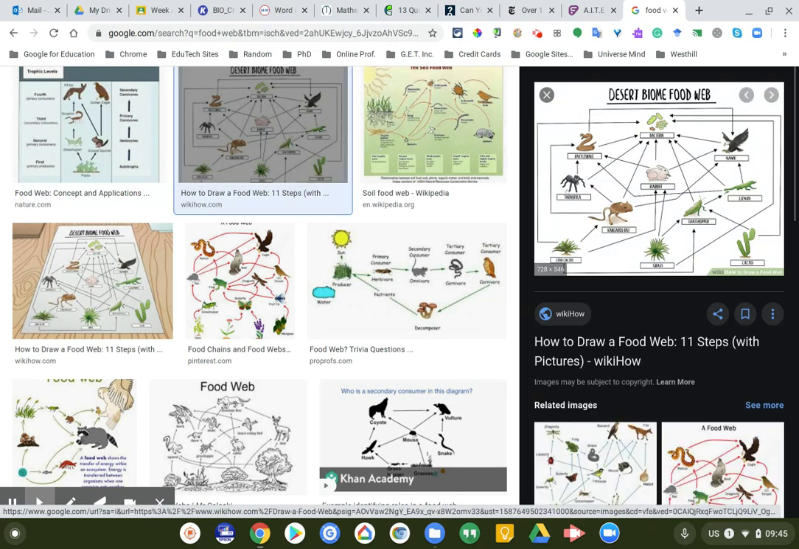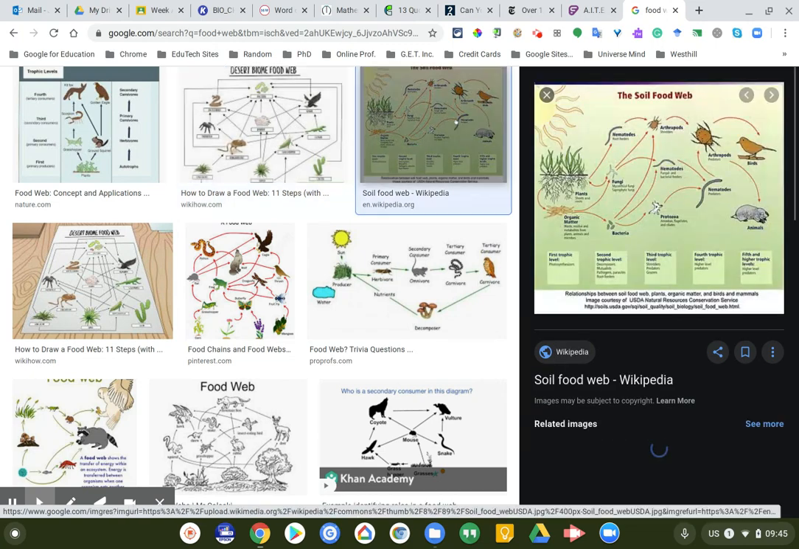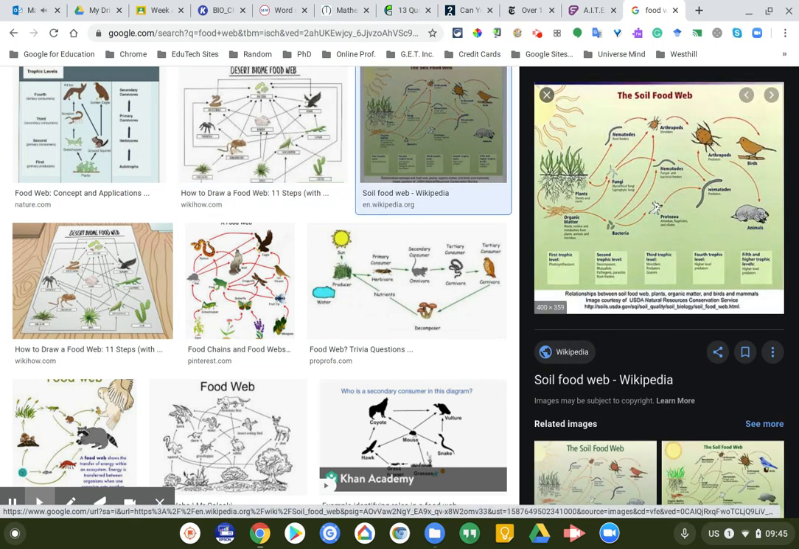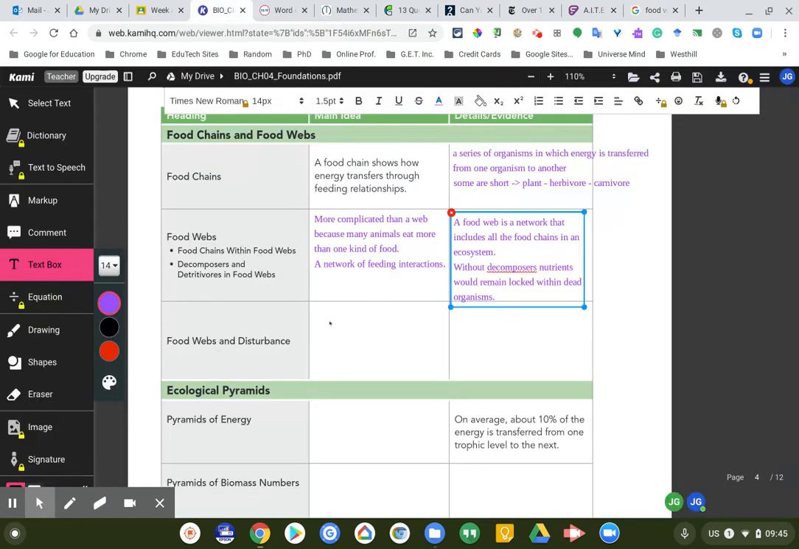Oh my God, look at this one. This one's even cooler. I got bacteria. Oh man, it goes all over the place. This is a desert biome food web, the soil food web. I don't know how much you guys can see this, but this is great. So that's kind of what we can look up when we see some food webs. I think that's good enough.